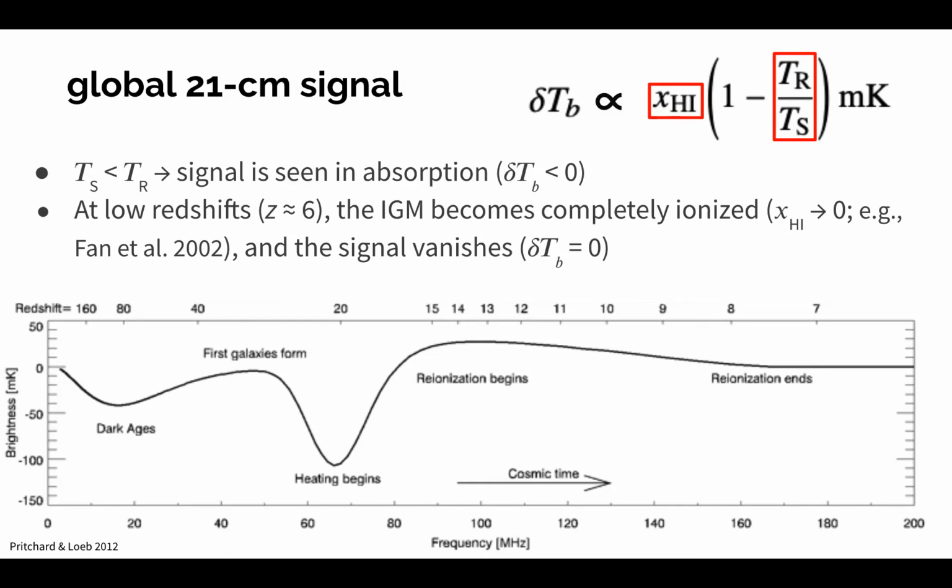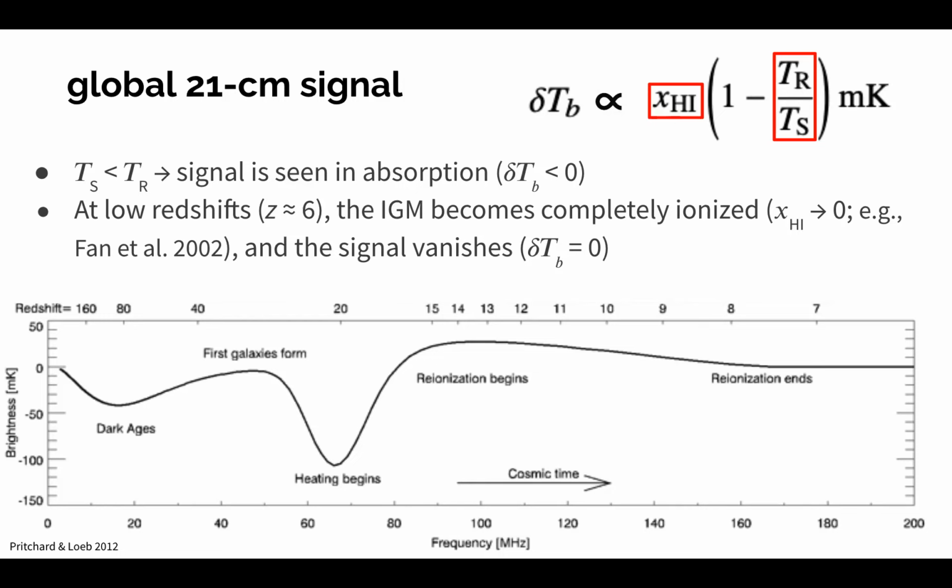So we need X_HI to be greater than 0 to observe the signal, because of the 21 centimeter photons being emitted. We also need the spin temperature to be different from the background temperature, which is what I talked about. If the spin temperature is less than the background temperature, then the signal is seen in absorption, so the brightness temperature is less than 0. These two troughs come about because of that, because the spin temperature is less than the radiation temperature at those two points.